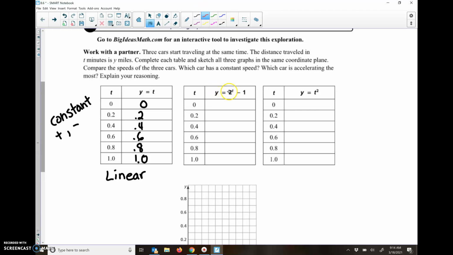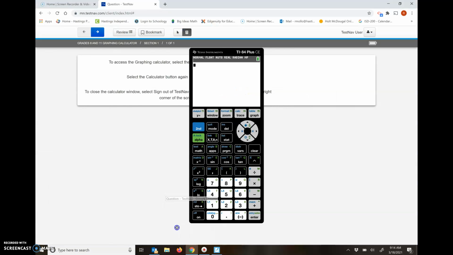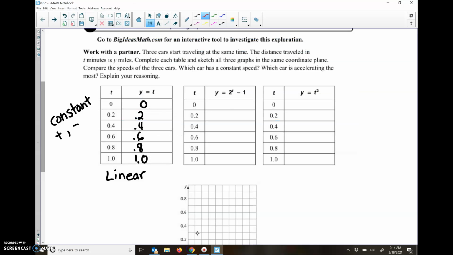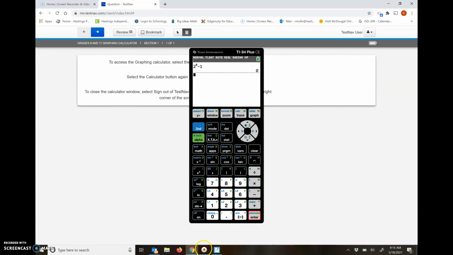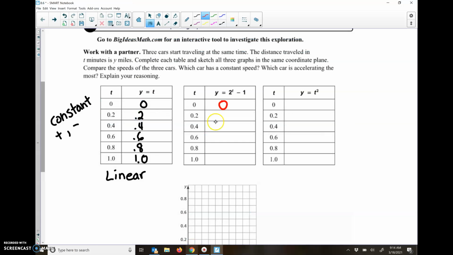Okay, here we have y equals 2 raised to the t, minus 1. So I'm going to show you how to put this in a calculator here. So I have 2 raised to the first number they wanted me to put in, 0, minus 1. That gives me 0. So I'm going to do 0, 0. I'm going to continue with 0.2. So 2 raised to the 0.2 minus 1. And we get 0.14. Actually, I'm going to round up to 0.15. And then we just keep going with that.